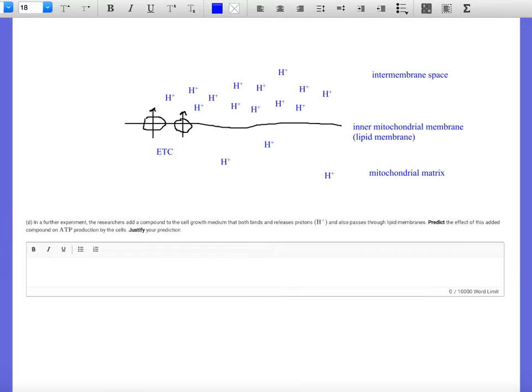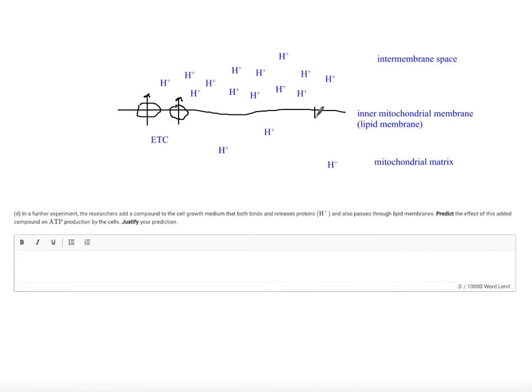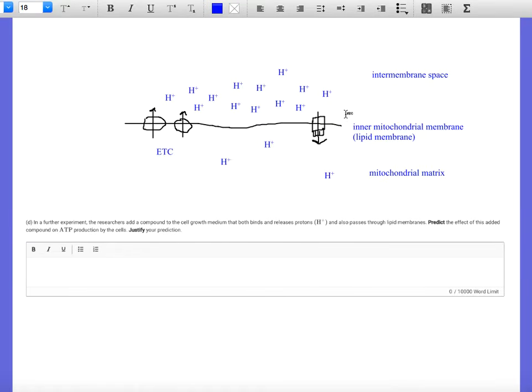And then you've got this other protein, which is going to be our ATP synthase, and that's going to be responsible for letting H plus go back down its concentration gradient. And when it does that, that is going to basically catalyze the phosphorylation of ADP into ATP. So we're going to produce ATP that way.